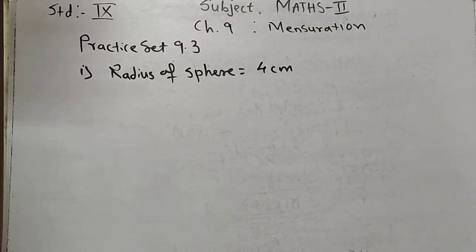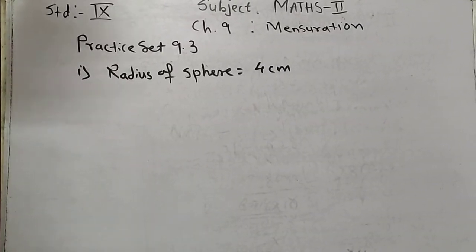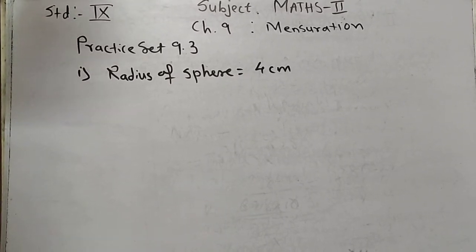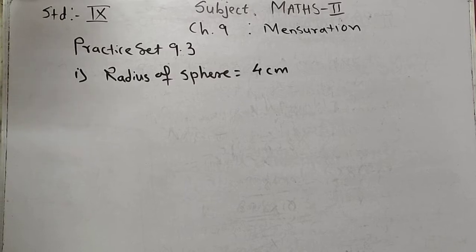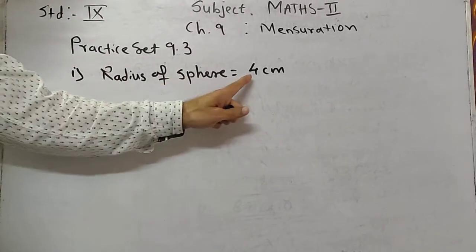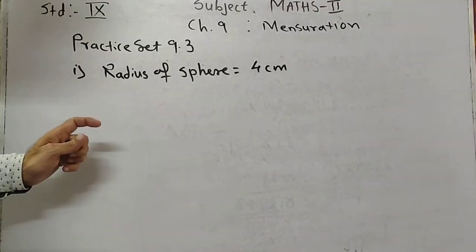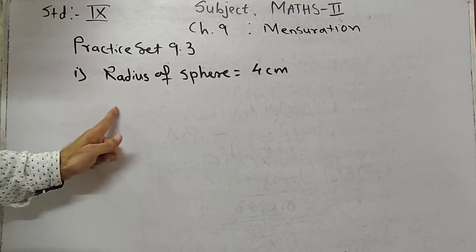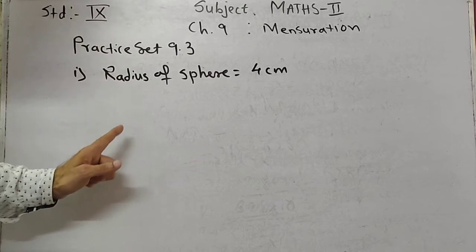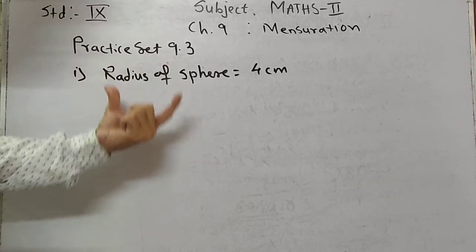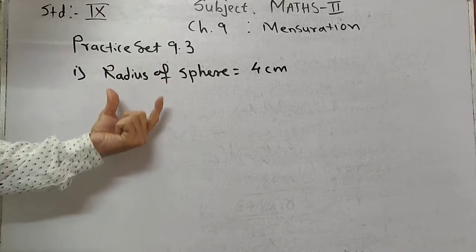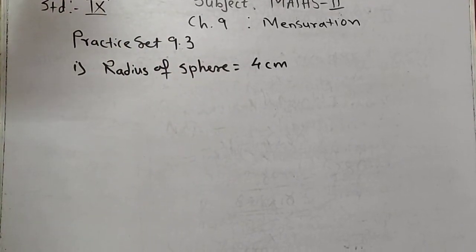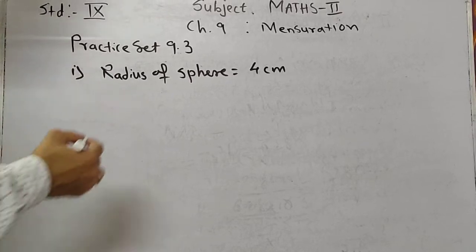Now come to practice set 9.3. First sum: find the surface area and volume of a sphere of the following radii. The first radius given is 4 centimeter. There are a total of 3 sub-questions in this. Only one I will solve for you. The remaining 2 you have to solve by yourself because it is very easy. Radius of sphere is 4 centimeter, and you want the surface area of the sphere.